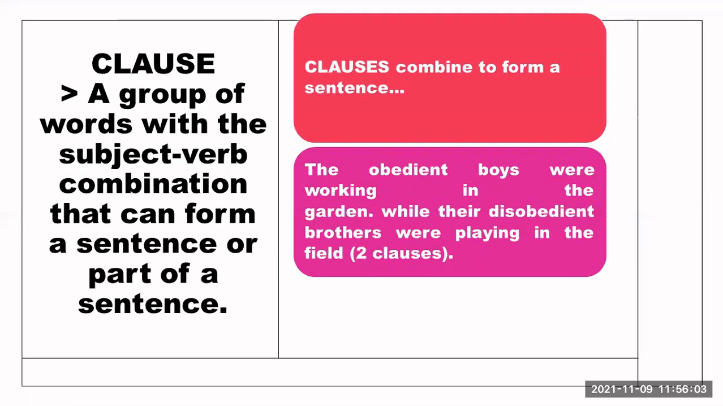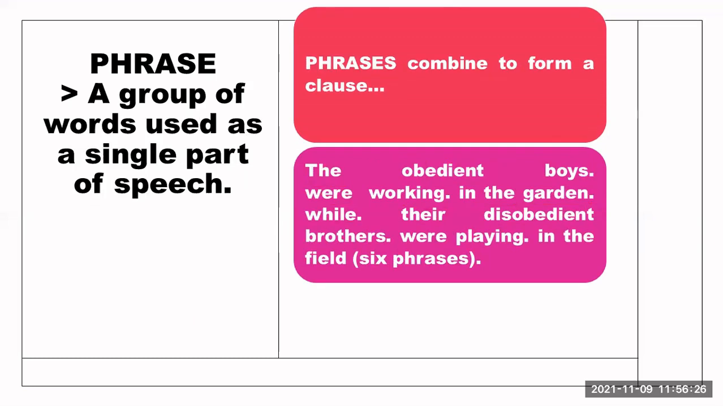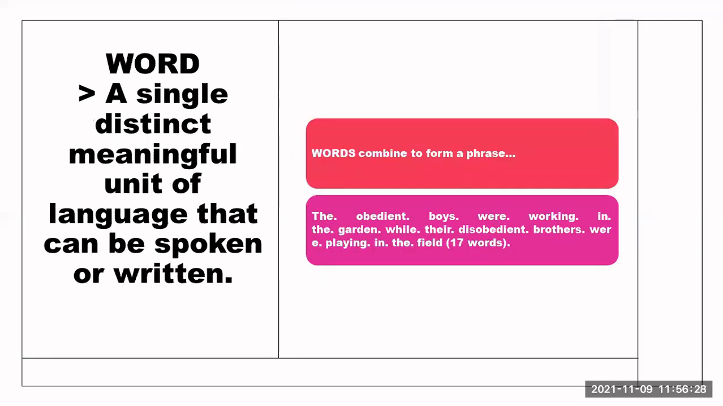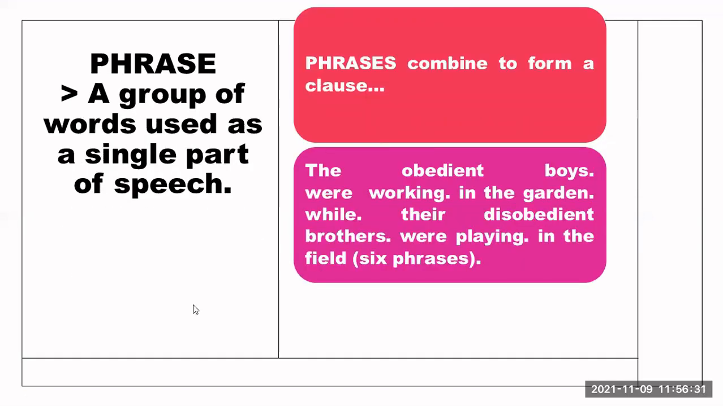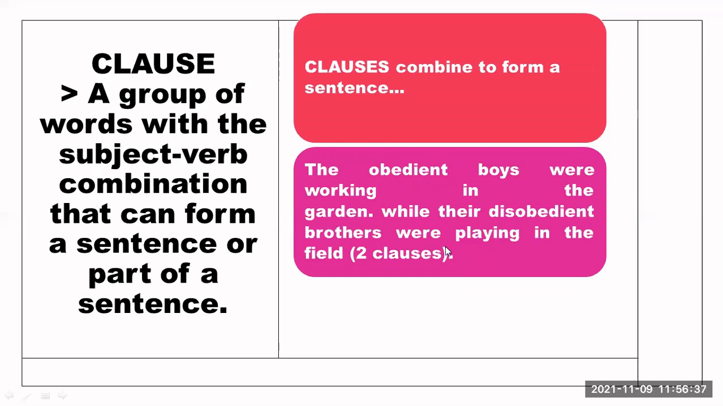Now, the next unit of grammar we want to look at is the clause. And a clause is a group of words with the subject-verb combination that can form a sentence or part of a sentence. And again, don't forget that clauses combine to form a sentence. Now, I ought to have told you that here we have 6 phrases, all right? 6 phrases in this sentence. Now, these 6 phrases combine to form 2 clauses here, all right?